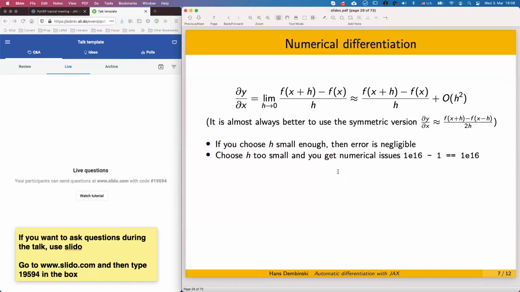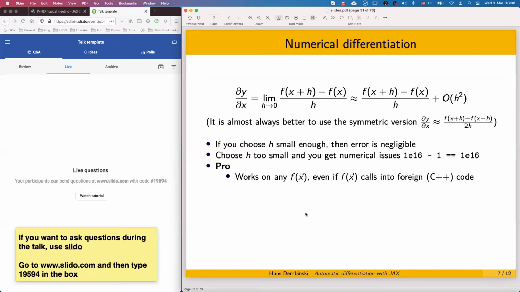But if you choose your h too small, then you get numerical issues. On a computer, if you write 10 to the 16 minus 1, this is exactly equal to 10 to the minus 16. Not true in reality, but on a computer, yeah, it is. So this is the problem: how to choose your h so small that the remainder here is small, but not so small that you run into these errors.